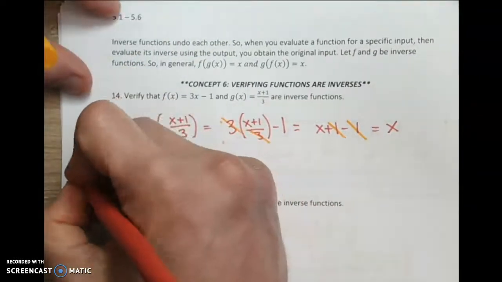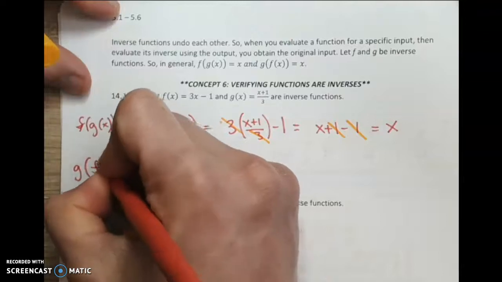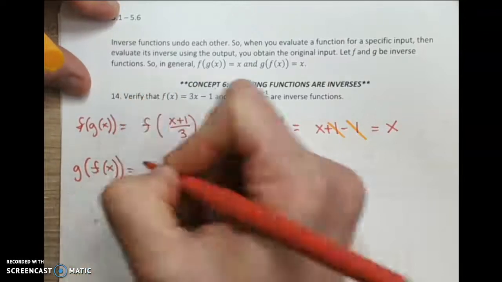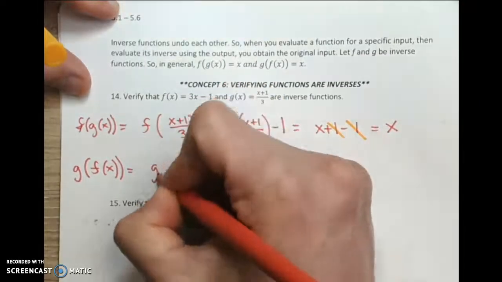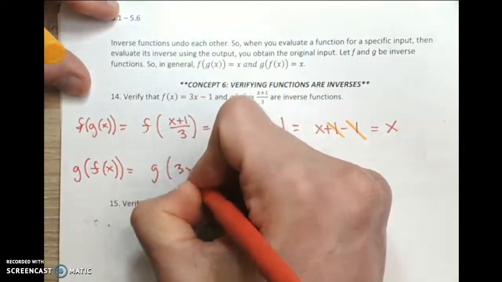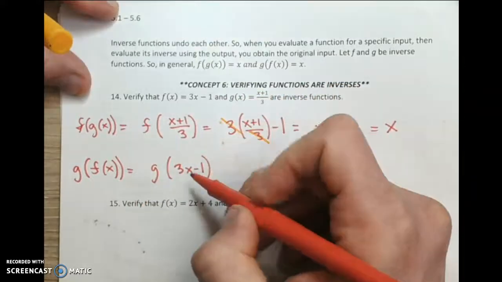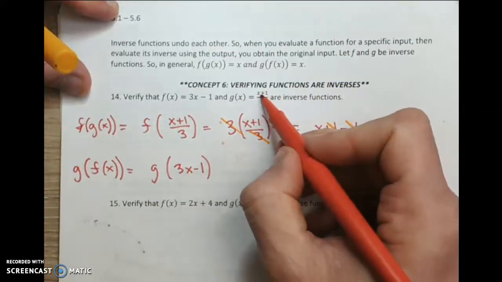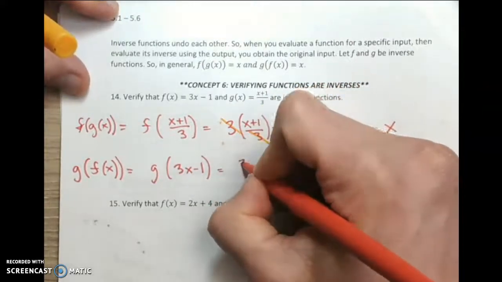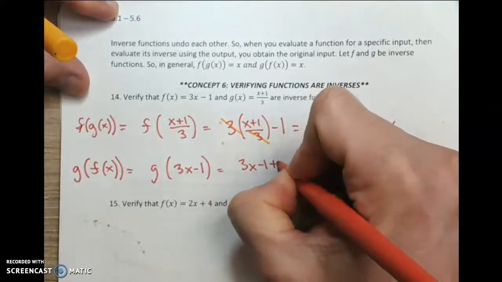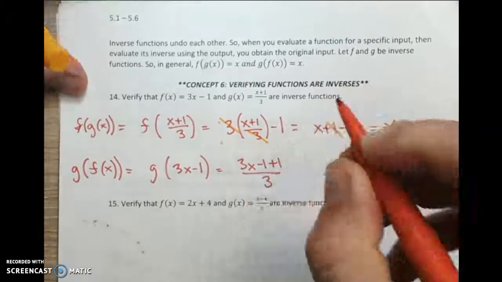I'm going to do g of f of x. Okay, so g of x here, f of x here, so I'm going to do g of f of x, so 3x minus 1. And now I put that 3x minus 1 into the g of x function for x, and I get 3x minus 1 plus 1, all over 3.